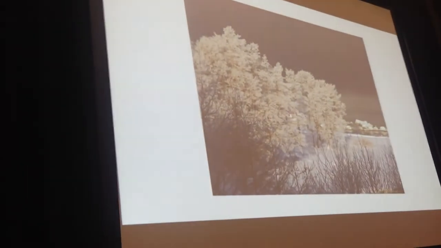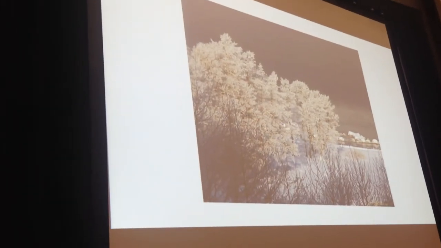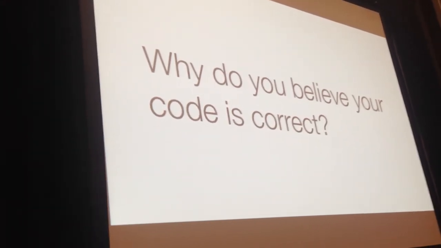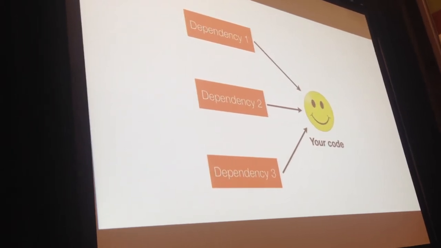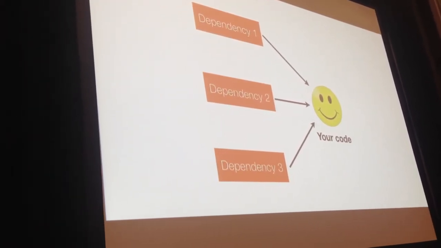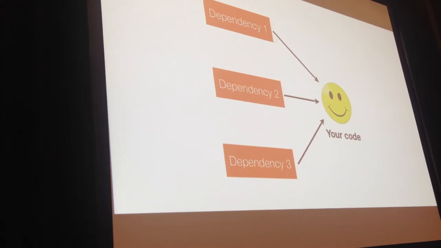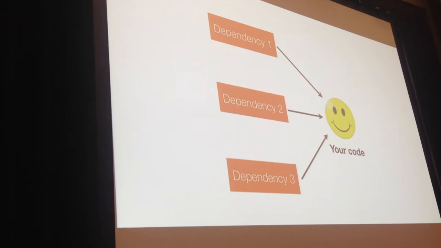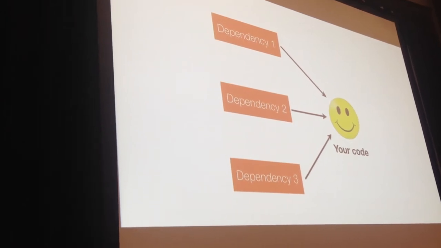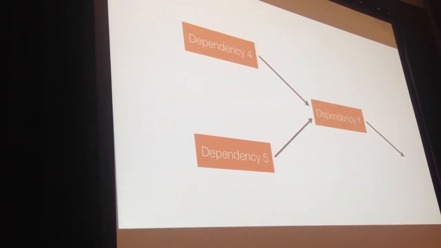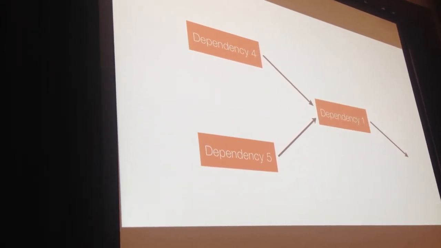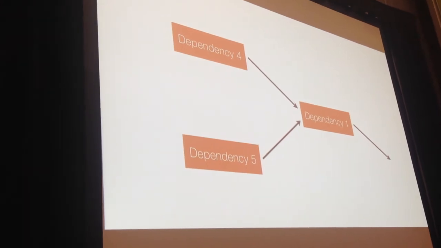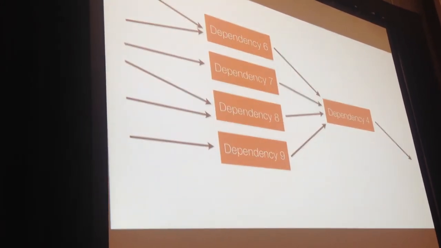Now, if you want to persist in saying that your code is correct, then I can reasonably ask you, why do you believe your code is correct? And then you'll probably say something like, well, my code uses dependencies 1, 2, and 3, and it matches them together just the right way to get the properties that my code has. And then I might ask, how do you know dependency 1 is correct? And then you'll say dependency 1 depends on dependencies 4 and 5, and it matches them together just the right way to get the properties of dependency 1. And then I might ask, how do you know dependency 4 is correct?